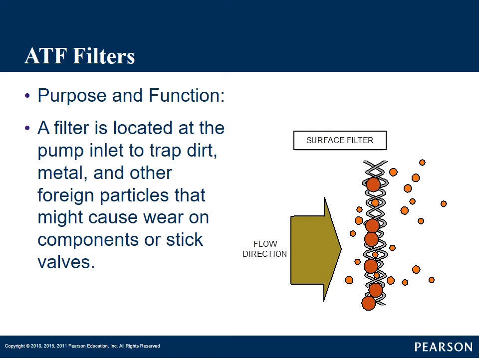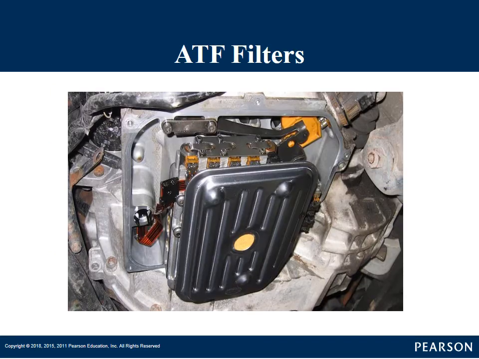Transmission filters can come in a lot of different shapes and sizes. You just have to see what your manufacturer is calling for. Here is a pretty common example of a transmission filter where a transmission or transaxle, this is a transaxle, has a pan on the bottom of it. You can take that pan off and there will be a filter in there. Often will look very similar to this.